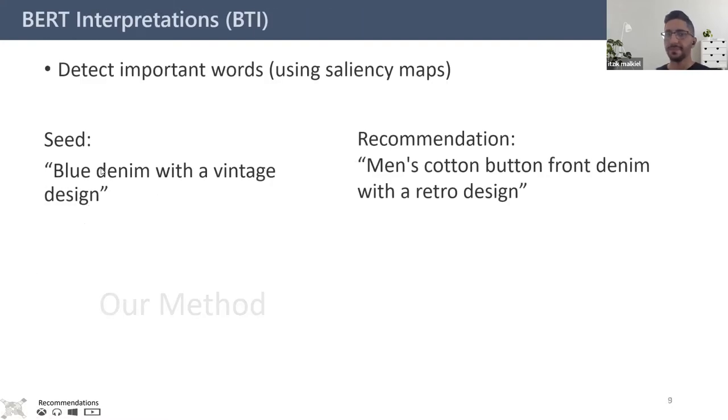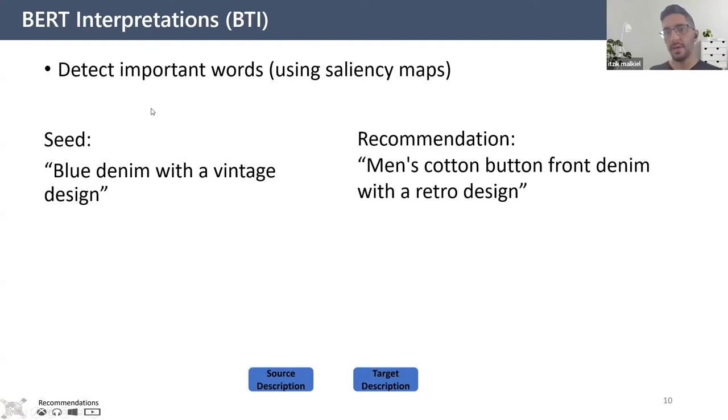Our method. Given a seed item and a recommended item retrieved by a BERT-based model, we would like to explain why the model predicted that those two items are similar. Let's take a look at the following example. The seed item on the left is a blue denim with a vintage design, while the recommended item on the right describes another denim with retro design.